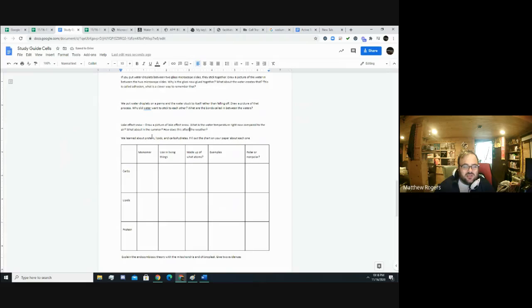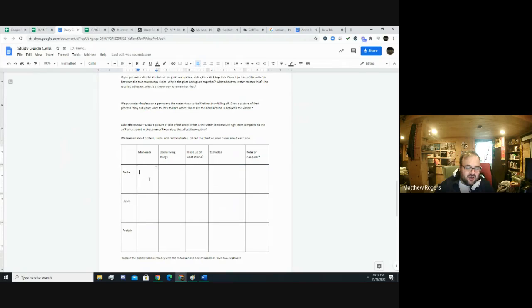We learned about proteins, lipids, carbohydrates. Fill out the chart on your paper about each one. So the monomer for carbs is glucose. Use in living things, well, it's used as energy in living things. It's made up of C, H, and O, carbon, hydrogen, and oxygen, in equal amounts, basically, for the carbon and oxygen. So, for example, glucose is C6H12O6. So you want your carbons and your oxygens to be the same.